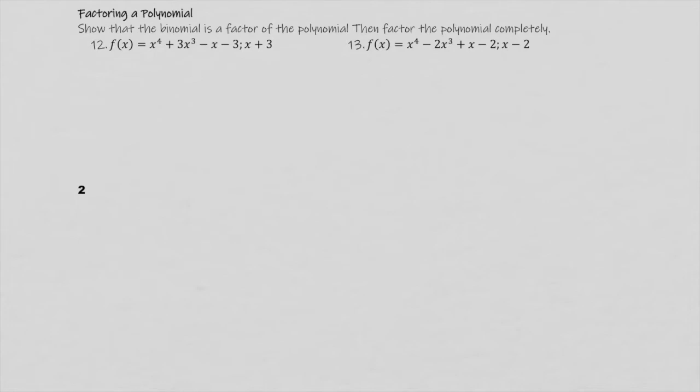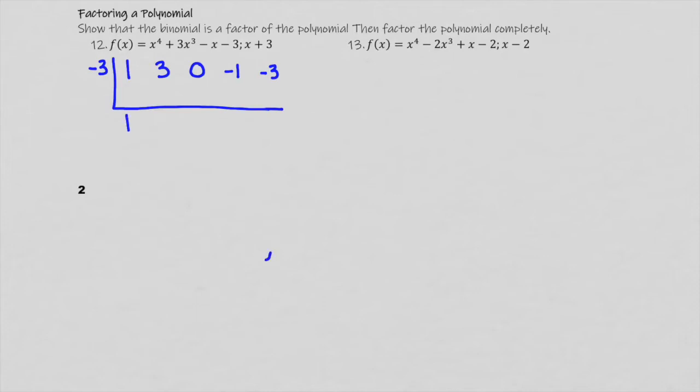So in number 12, I'm going to see if x plus 3 is a factor. To do synthetic division, I'm going to divide by negative 3. And then I make sure I have all of my coefficients. So I have x to the 4th, x cubed. I do not have an x squared, so I have to put in a 0 for the coefficient of x squared. And then negative 1 is the coefficient of x, and then my constant's negative 3.